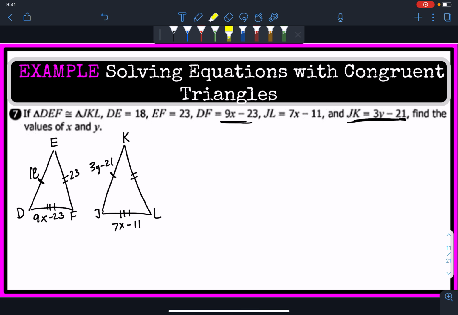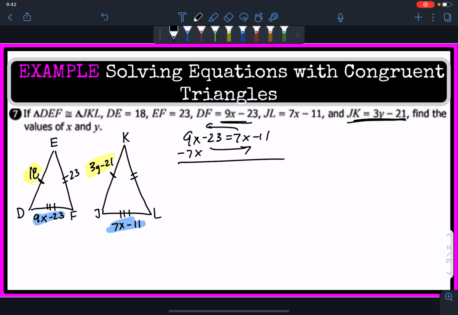So this is equal to that, and this bottom side is going to be equal to that bottom side right there. So let's start off with the x's. So 9x minus 23 is going to equal 7x minus 11. So now with letters to the left and numbers to the right, I would subtract 7x and I would put plus 23 on the right. So we would end up with 2x and negative 11 plus 23, that's equal to 12, and dividing by 2, x is equal to 6.